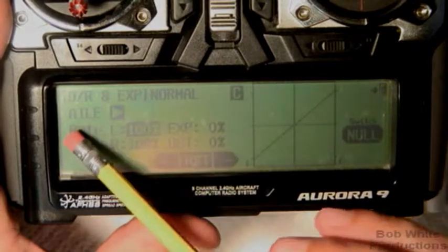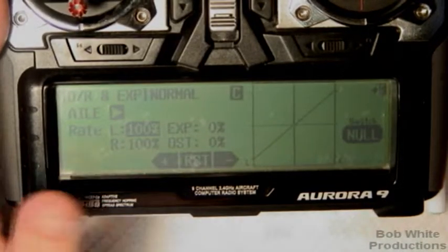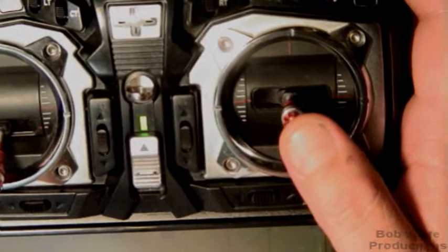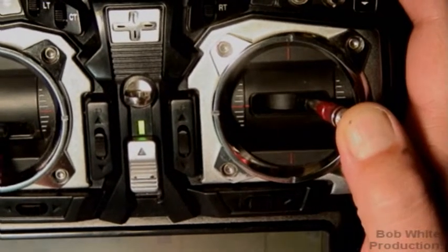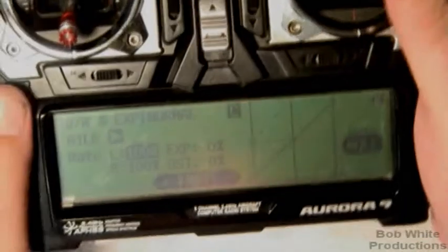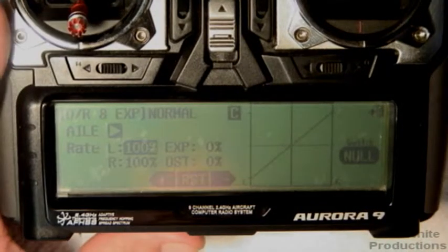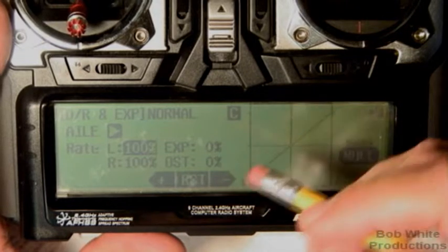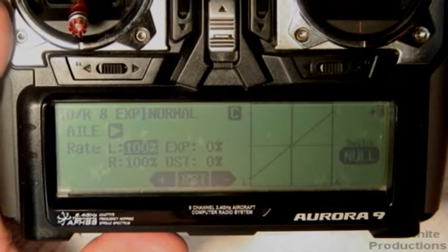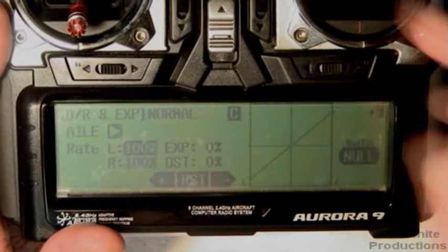Here we have the rate. Right now by default that's 100%, which means, and I am going to digress, when I move the stick all the way over on aileron, I'm getting 100% of throw based on my EPAs. We'll get into that in a minute. So that means 100% of whatever my EPAs are. Right now the EPAs are 100, so I'm getting 100% out of that.